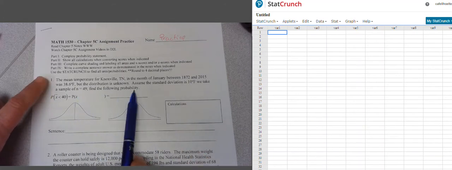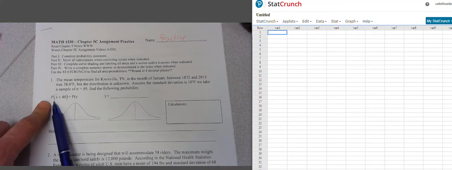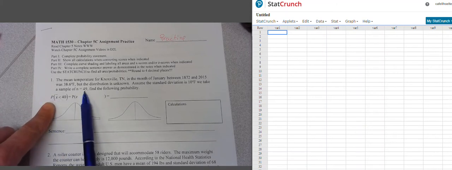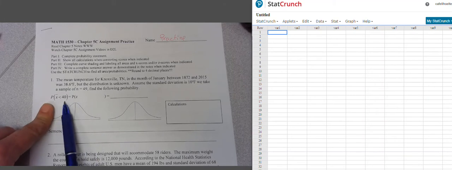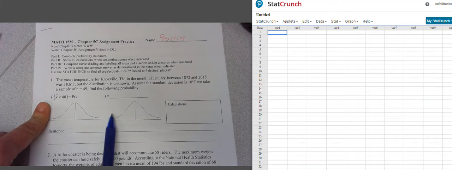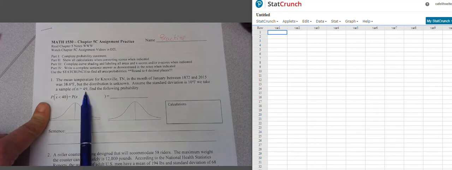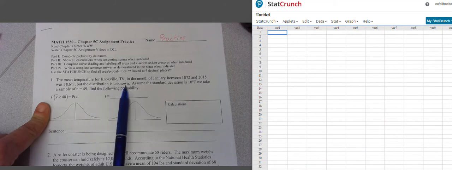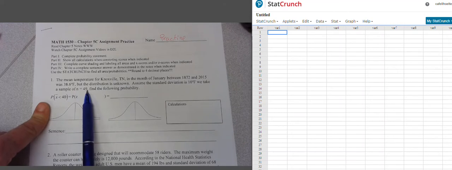Find the following probability. So we're trying to figure out what is the probability that the average temperature of those 49 samples that we took would be less than 40. Now, because we have a sample size that's greater than 30, we can apply what we know about these normal distributions to come up with our probabilities. However, if the sample size is not at least 30 and we don't know that the distribution is normal, we are not able to do this. But even though we don't know how the distribution looks, we don't know that it's a normal distribution, we have a large enough sample size where we can use the central limit theorem.